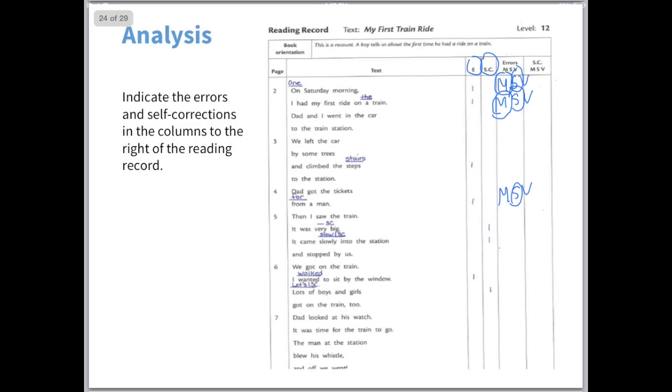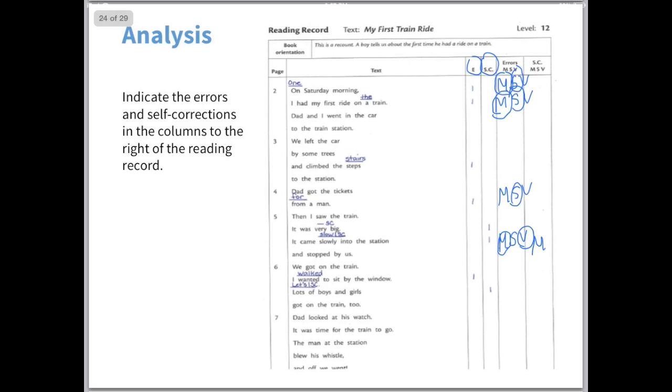If we look at this sentence, "it came slow into the station" instead of "it came slowly into the station," we see that "it came slow" makes sense, so in analyzing the error, we circle the M. "It came slowly" describes how the train came. It is an adverb of manner. "It came slow" is not the correct form of the adverb describing "came." It should end in -ly. We do not circle the S for sounds right. Slow and slowly are visually similar, so the visual cue was most likely used. We circle the V.